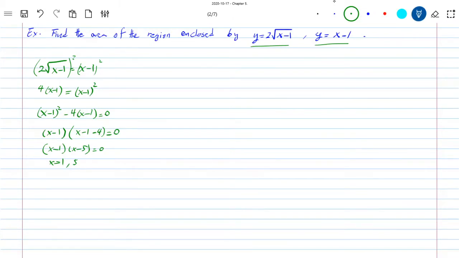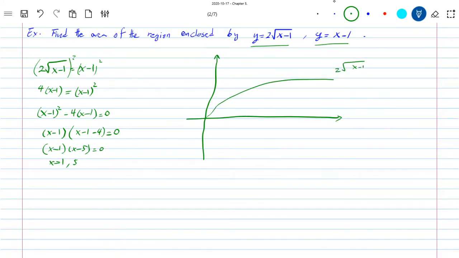You could have guessed those two solutions. Where do these two equal each other? If you replace 1, you get 0 for both. If you replace 5, you'll get 4 for both y values. So what does it tell you? It tells you that if you draw these two curves, however they look, I can draw it maybe precisely. This is how 2 square root of x minus 1 looks like, and the other one is y equal to x minus 1. That's a straight line shifted down 1 unit.